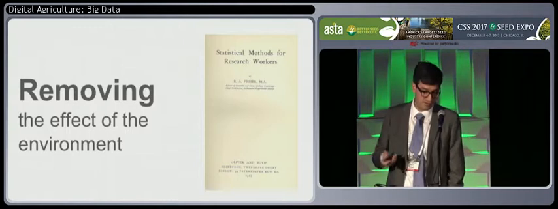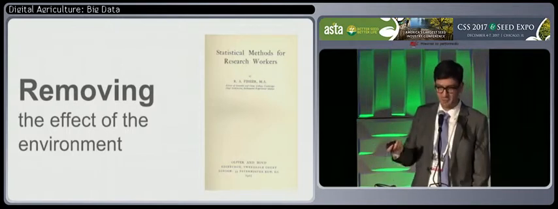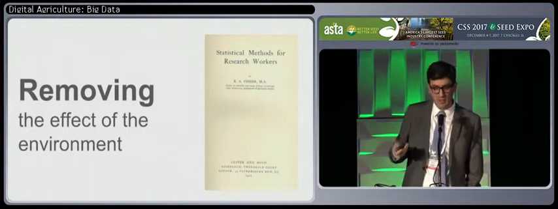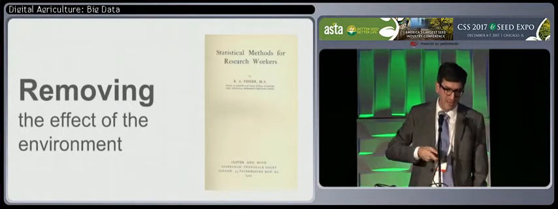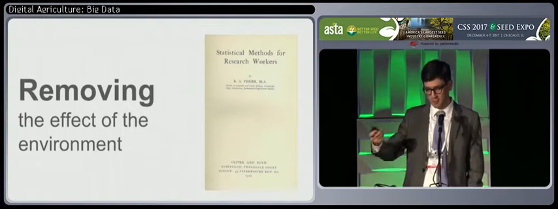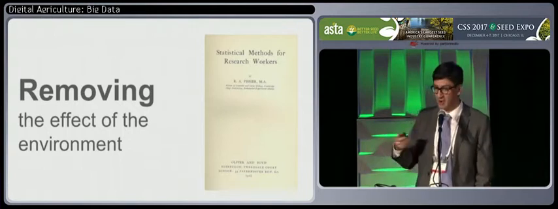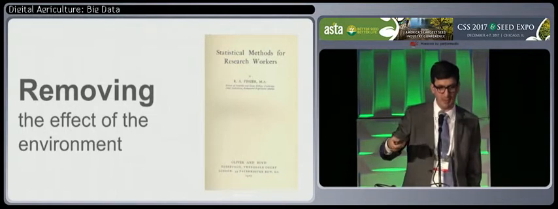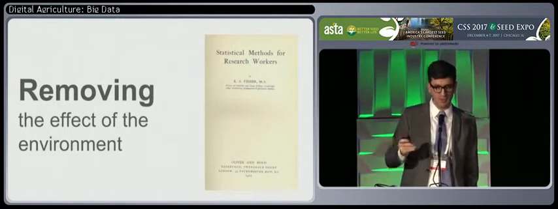They are still linked to this idea of removing the effect of the environment. And I know that plant breeders do this a lot because that's what you're trying to do. But what we need to start doing, and I know that you are doing it, but I'm trying to make the call for more, is to actually include the effect of the environment and try to understand the effect of the environment, and not always try to remove it.